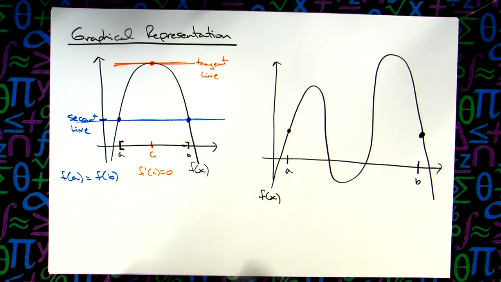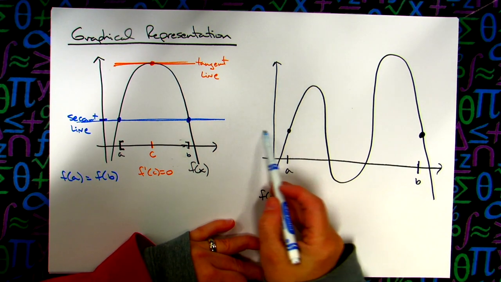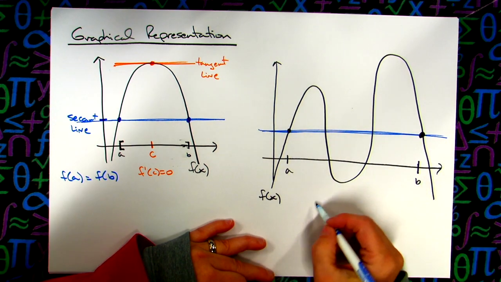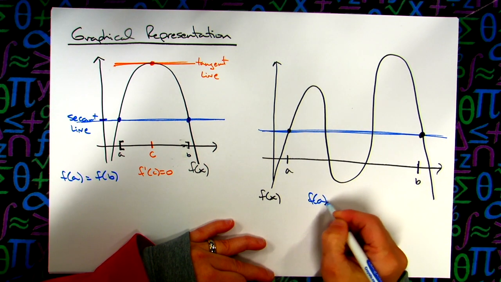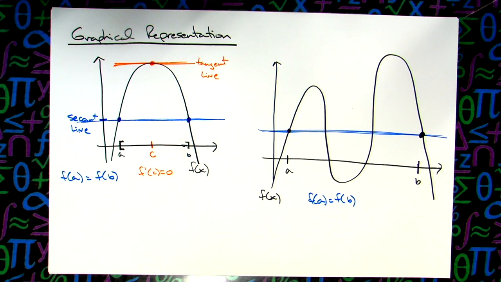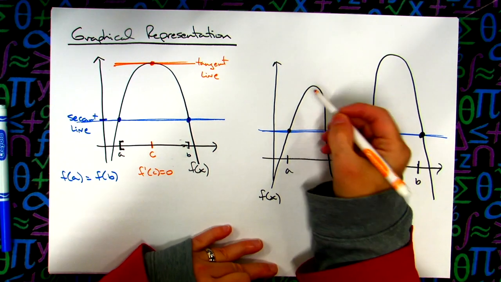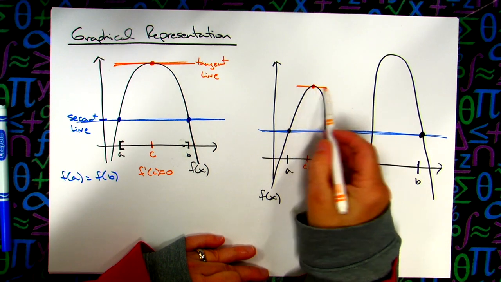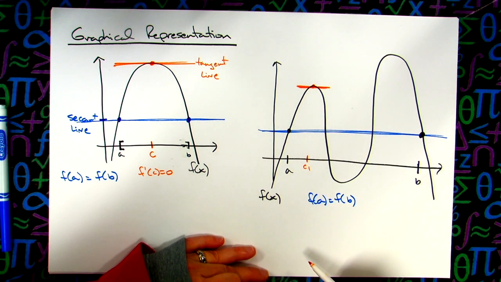f of A equaling f of B. Okay, well, I tried to draw it so that there's the secant line going through. So, yes, f of A equals f of B. All right, which was another condition. So there's the three conditions for the theorem. Okay, and then it says at least one value C. All right, but there is C1 because there is a horizontal tangent, so the derivative is 0.